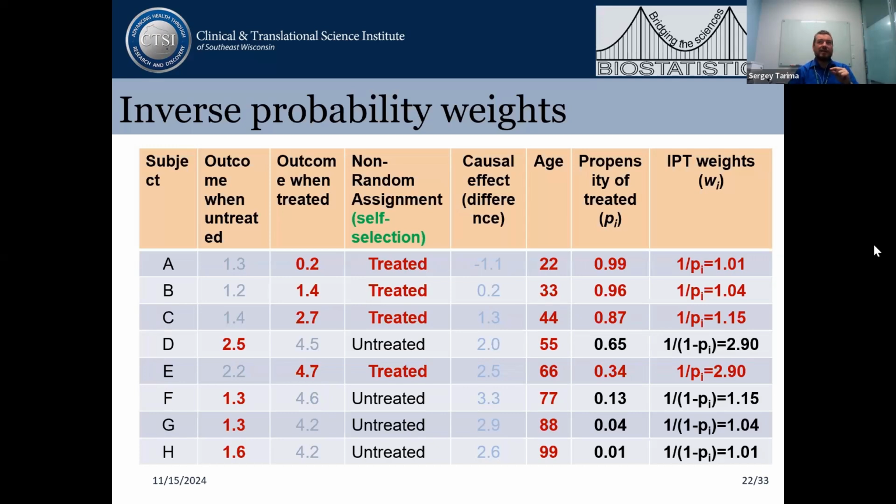this patient gets a higher weight. And I do not have examples here. Then if a patient is highly unlikely to receive a treatment, but somehow this patient receives a treatment, it's like so-called hard to reach populations, right? In this case, this patient will get really, really high weight, okay?